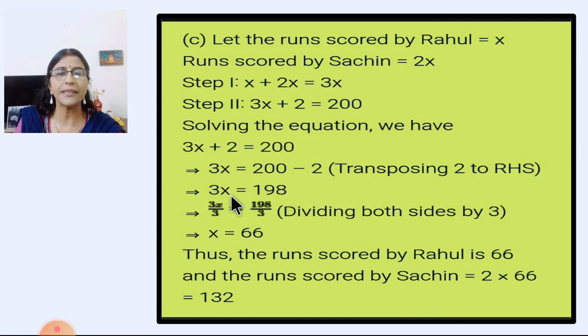Now here 3 is multiplied by x, so we have to divide both the sides by 3. When we divide, we will get x, and on the other side 198 divided by 3 you will get 66. 3 6s are 18, again 1 will be there, 1 and 8, 3 6s are 18. So the runs scored by Rahul is 66. And the runs scored by Sachin will be twice of Rahul, so 2 into 66, it will be 132. So this way you will solve this question.